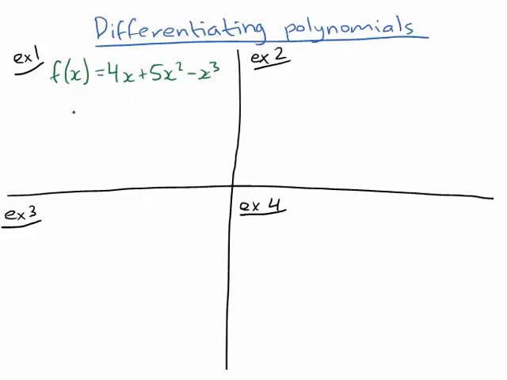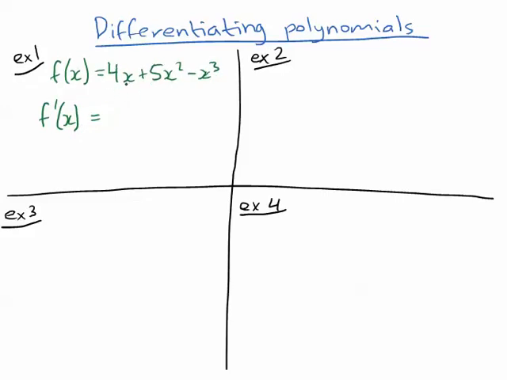Now we're going to differentiate some polynomials, which are expressions like this one with different powers of x. And we're going to do 4 examples. We're starting with this one here. So if f of x is 4x plus 5x squared minus x cubed, then when we differentiate it, we can basically apply that rule that we used last time. We can apply that to each of them.